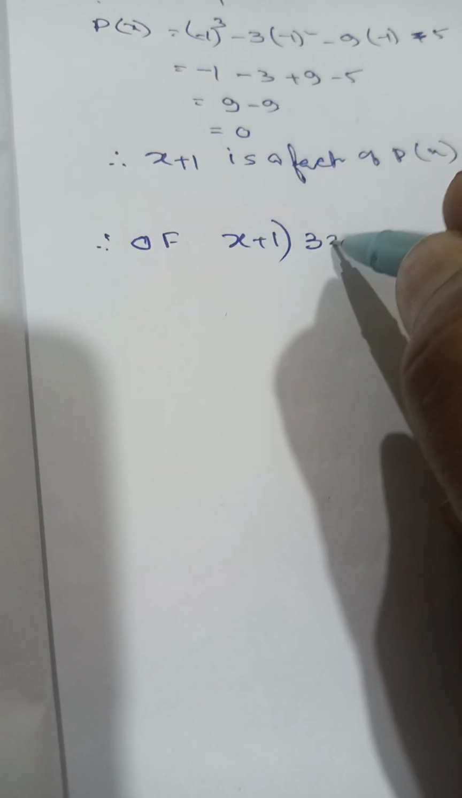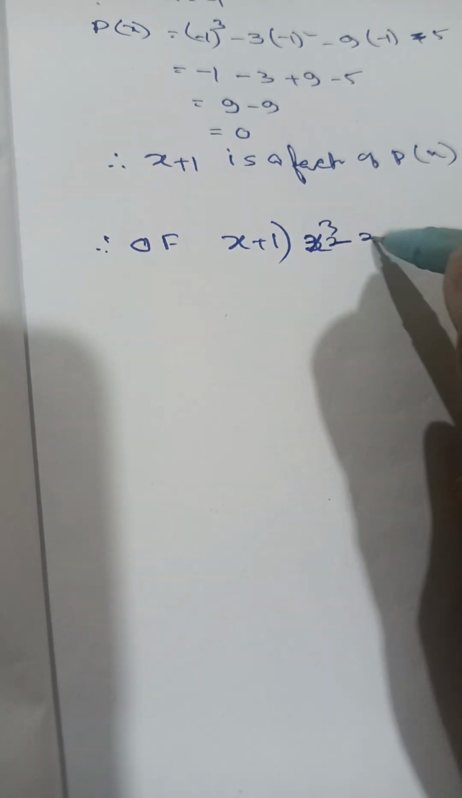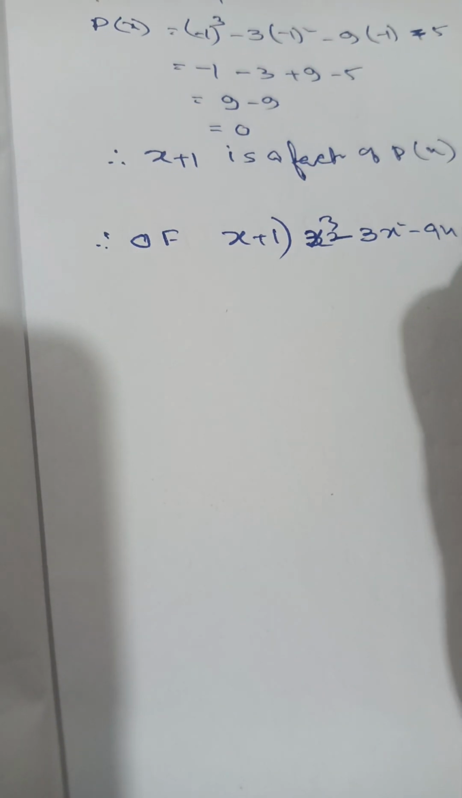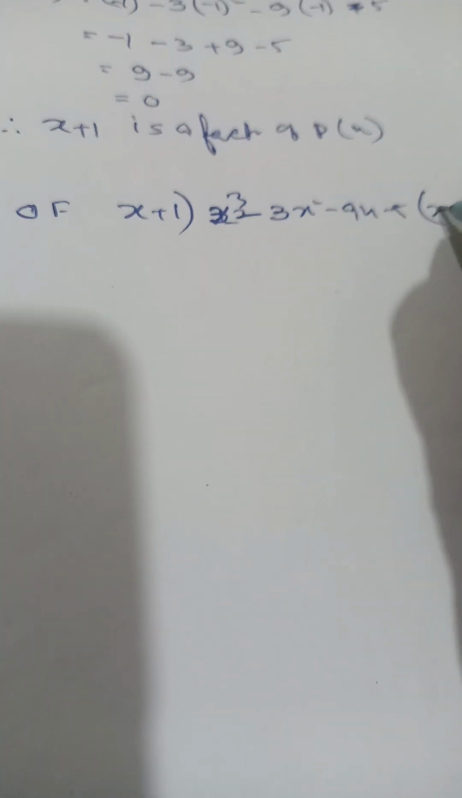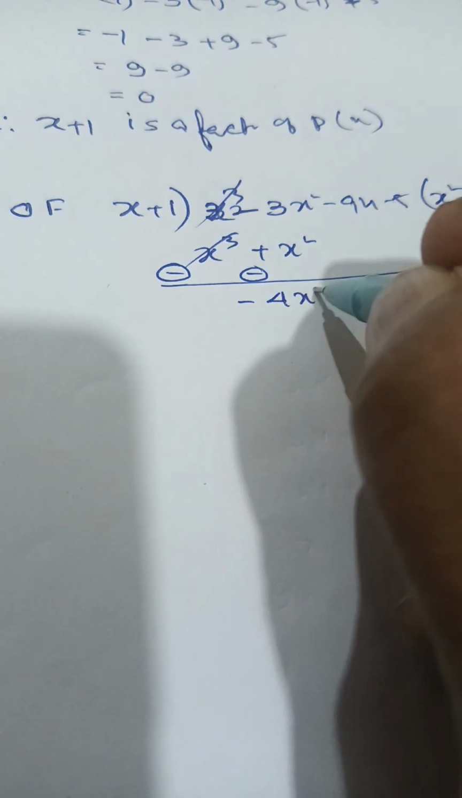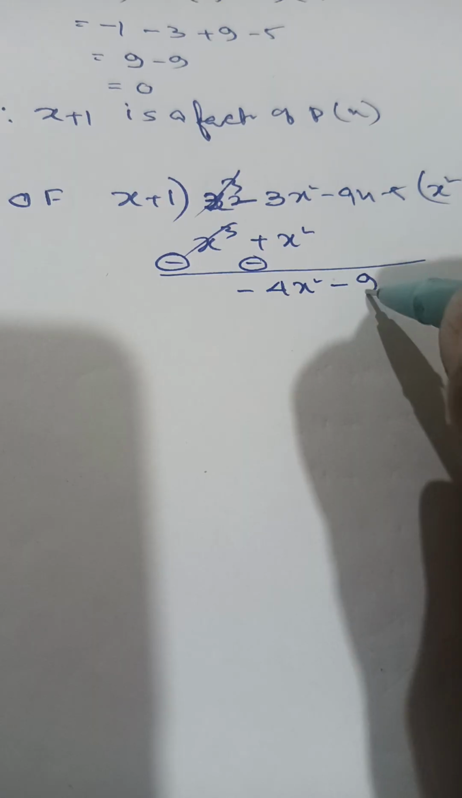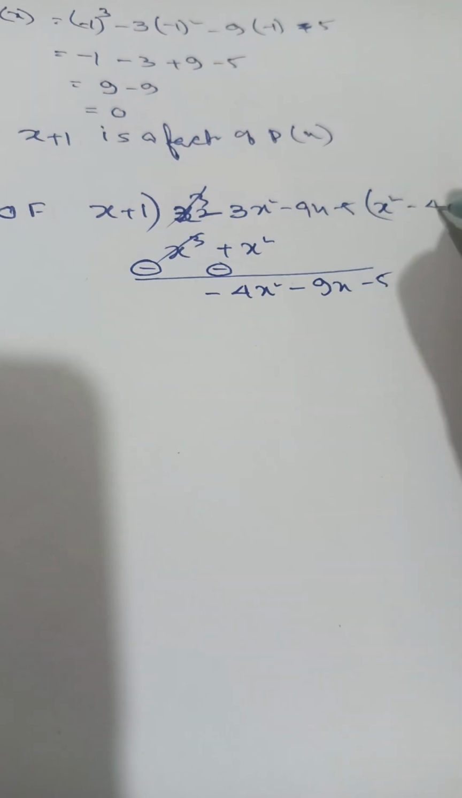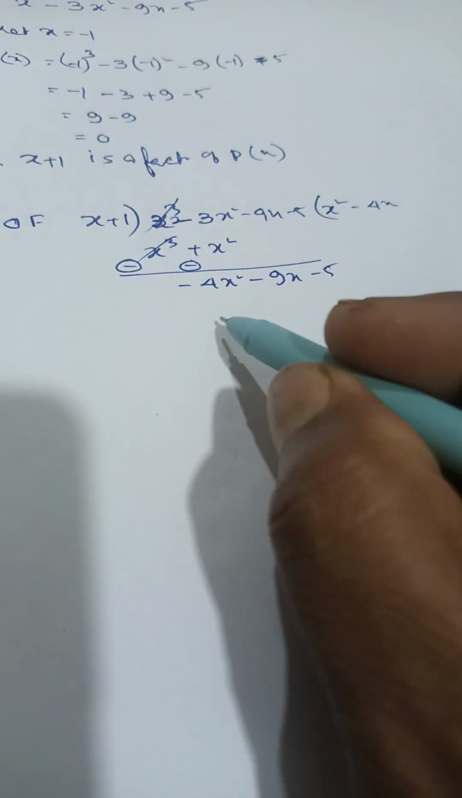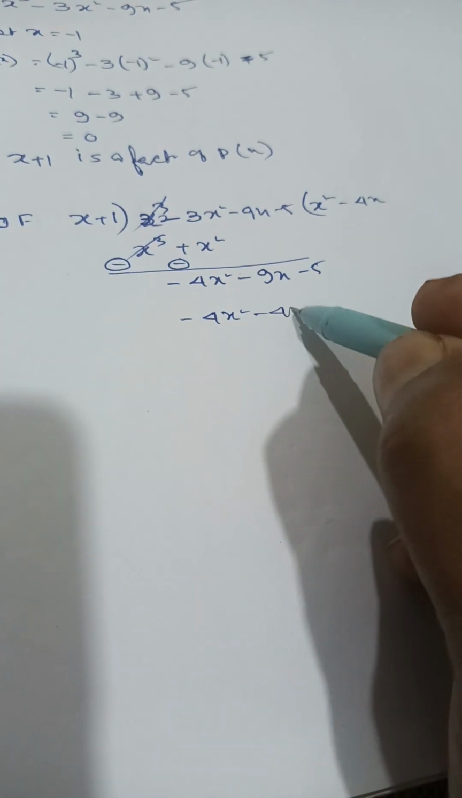You write x cube minus 3x square minus 9x minus 5. It is x cube, so you have to write x square here. It will be x cube plus x square. Now sign change, this and this cancel, it will be minus 4x square minus 9x minus 5. This is x, it is minus 4x square, you have to write here minus 4x. Minus 4x into x will be minus 4x square. Minus 4x into 1 will be minus 4x.